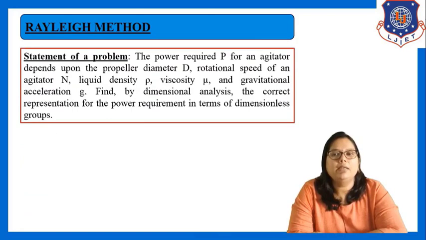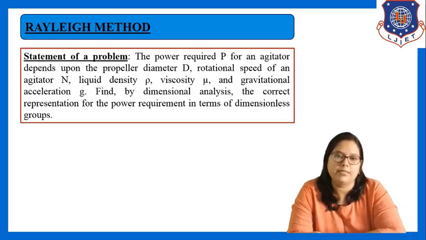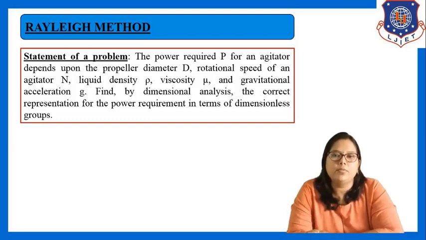Here I have taken a problem statement, and we will solve that problem by using the Rayleigh method. This is the statement of the problem. The power required P for an agitator depends on propeller diameter D, rotational speed of the agitator N, liquid density ρ, viscosity mu, and gravitational acceleration G. Find by dimensional analysis the correct representation for power requirement in terms of dimensionless group.